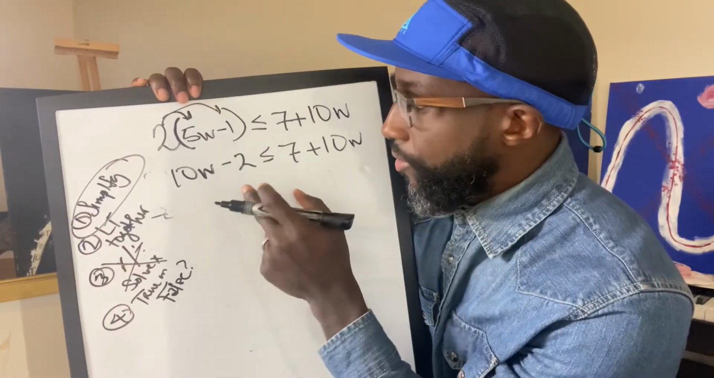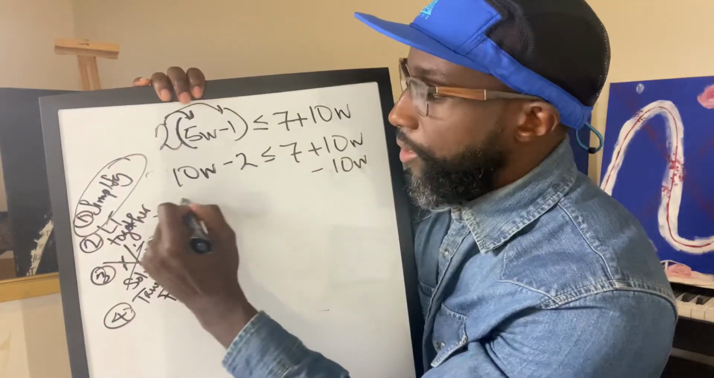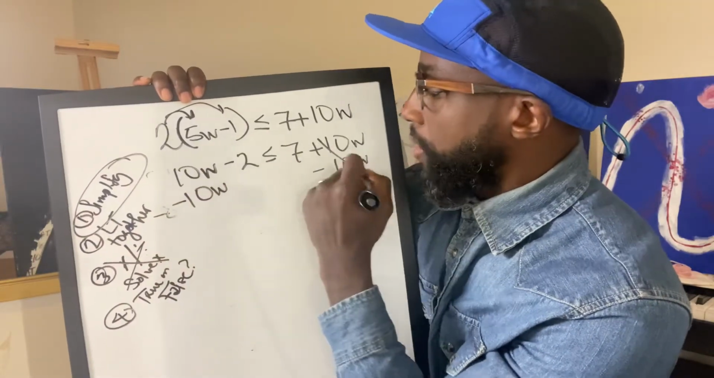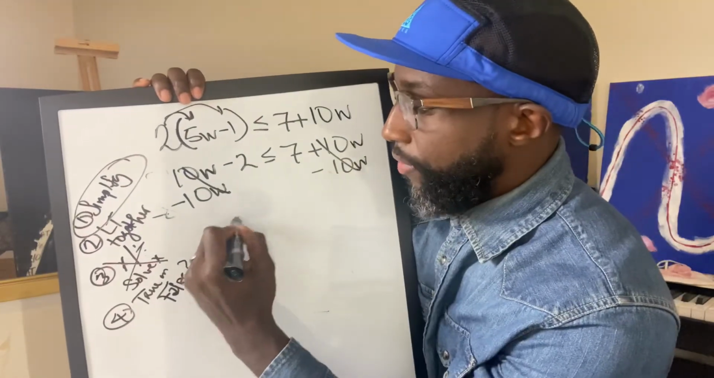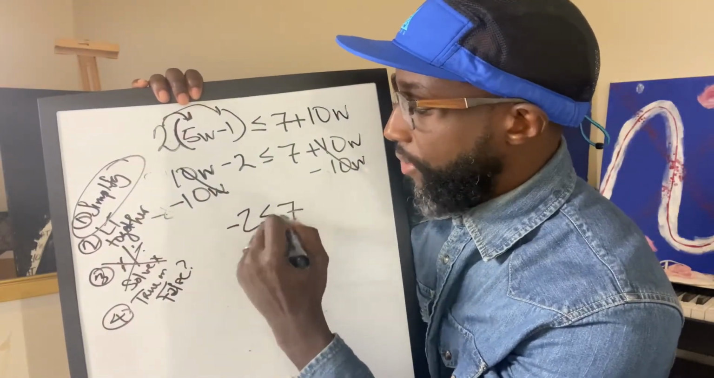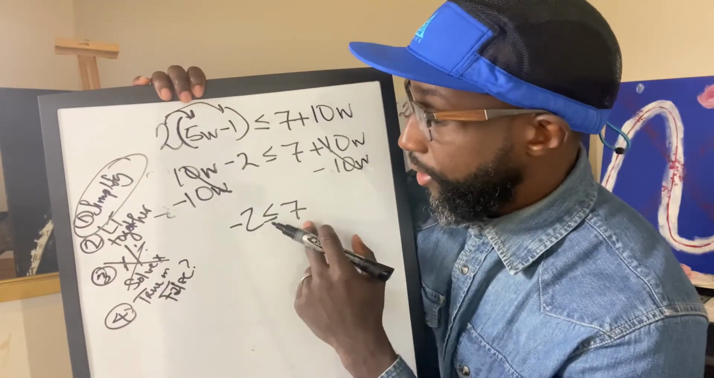This is what I mean. Say, for instance, we're going to move this 10w over here, right? We move this 10w over. That means we have to subtract 10w from both sides. These are both going to cancel out because they equal 0. So you're left with negative 2 is less than or equal to 7.